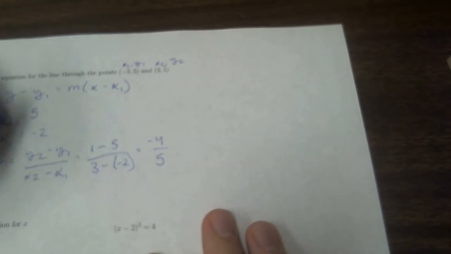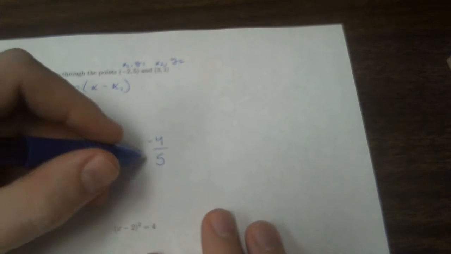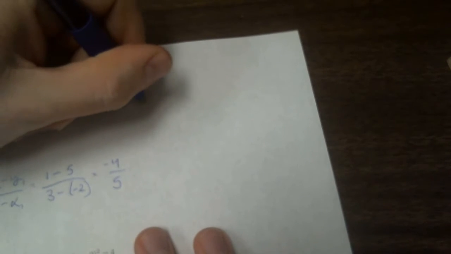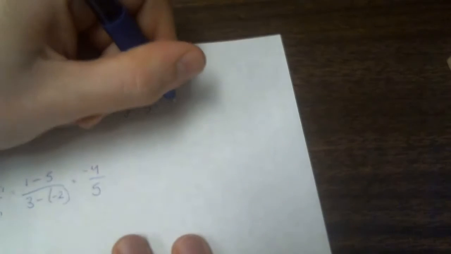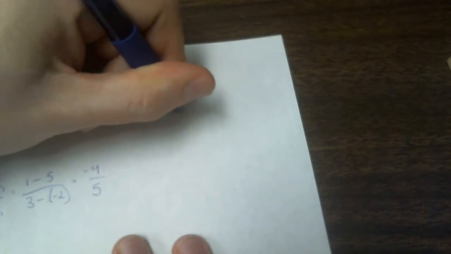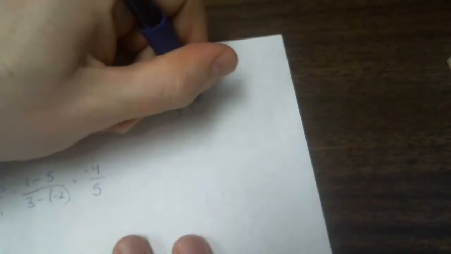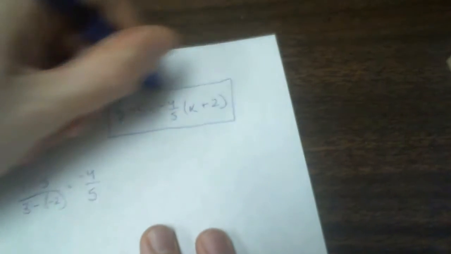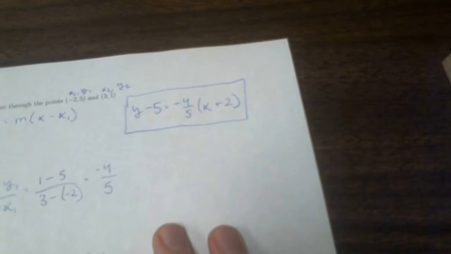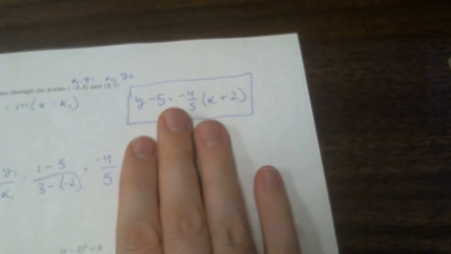So I'm taking y1 equal to 5, x1 equal to -2, and my slope equal to -4/5, and I end up with y minus y1, which is going to be y minus 5, equals m, which is -4/5, times x minus a -2, which would end up being x plus 2. And I'm fine if you leave it like this.